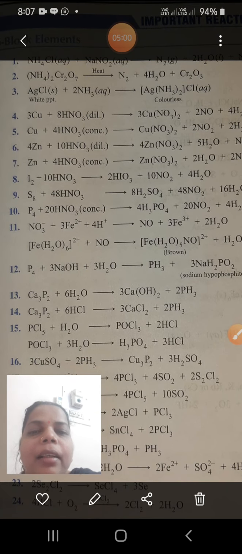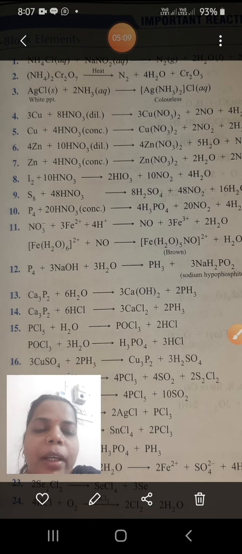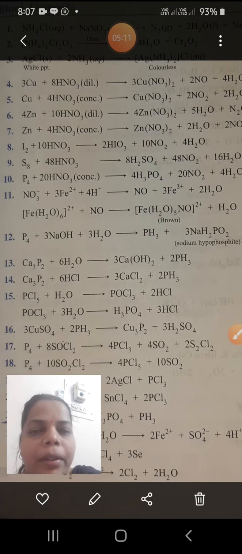The next reaction: phosphorus. This is elemental phosphorus P4. It is reacting with nitric acid and it is forming phosphoric acid, nitrogen dioxide and water.